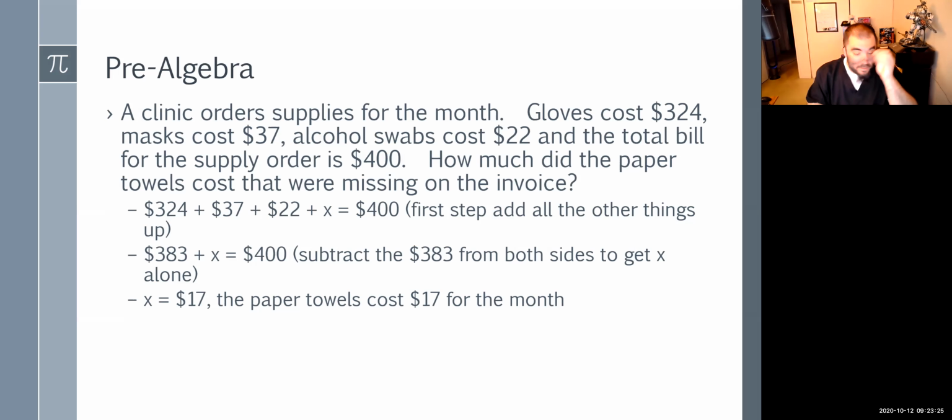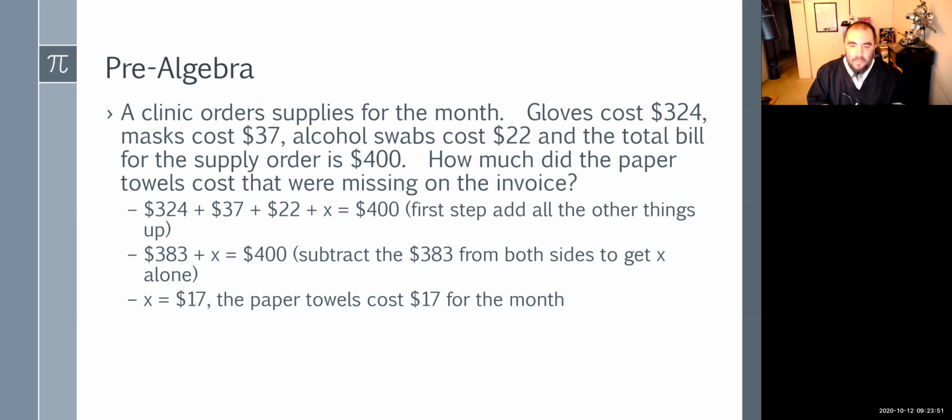What we're looking at is solving for an unknown. We don't know how much paper towels cost. So wait, why is our bill $400 when everything else only comes to $383? Well, then we have to solve for the unknown. You would normally just say, how much plus 383 equals 400? Well, that's exactly what doing algebra is. We're just putting an X in place of that.